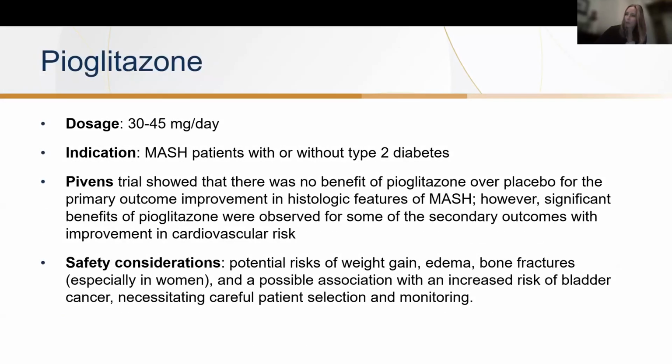And then what about pioglitazone? So the dosage here is 30 to 45 milligrams a day, indicated for MASH patients with or without type 2 diabetes. And the PIVENS trial showed that there was no benefit of pioglitazone over placebo for the primary outcome of improvement of histologic features of MASH.